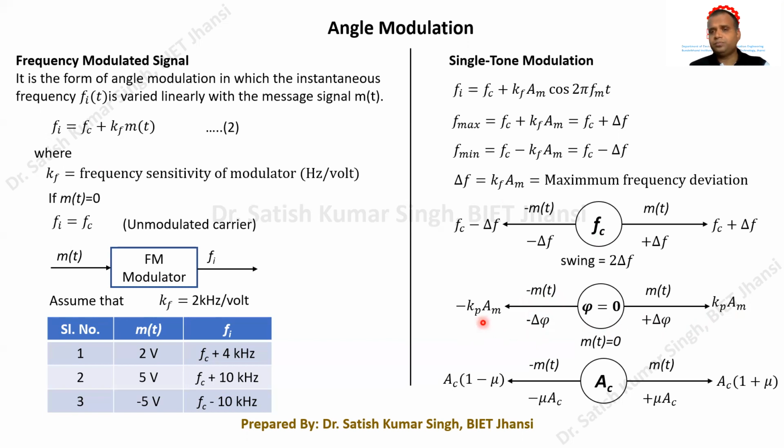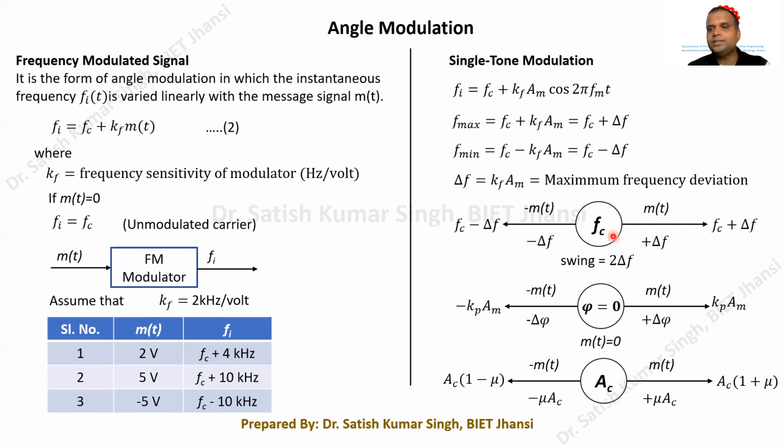Okay, so again we can see that initially we do not have any phase, but here it is, the phase is changing by changing the magnitude of the message signal, and it is ranging between minus kp Am to plus kp Am. Similarly, here you can observe that the frequency of this carrier in the case of FM modulation is actually varying from fc minus delta f to fc plus delta f.